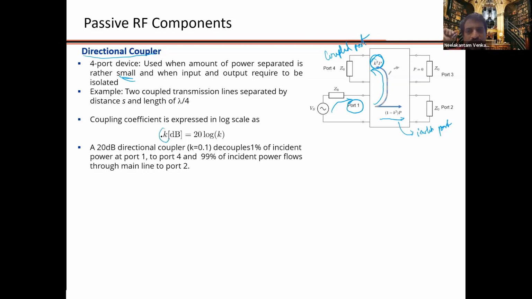That means what goes here might be much larger than what goes through, which is defined by the so-called coupling coefficient K, which determines the factor of how much of this power goes in here, how much of the power goes in here.